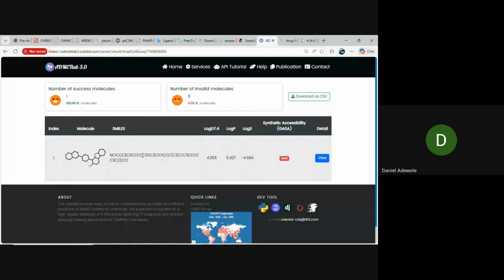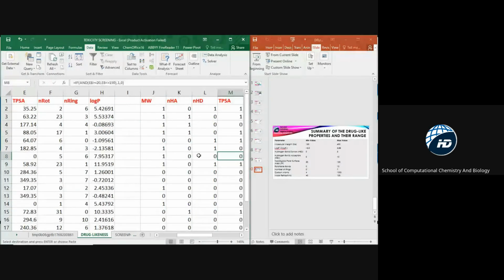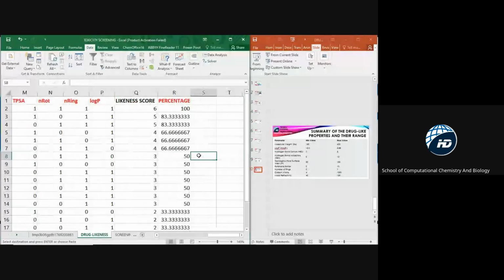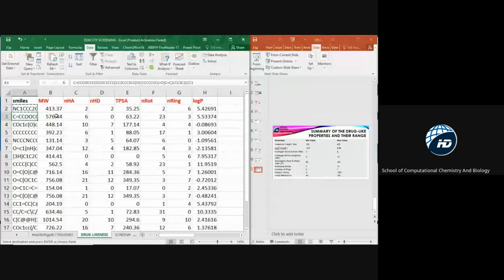Those that have a 5 score, should we check those two? It now depends on you. Do you want to work on them? Yes, those that have 5. Okay, let me check. Let me quickly take both of them to SwissADME.